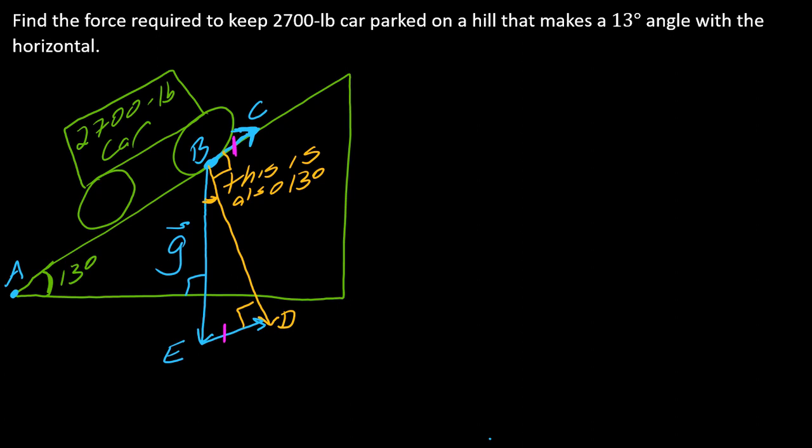Okay, so a couple other things now with this situation. This incline here is 13 degrees. And with how this gets formed, with how this force is pushing down, these two angles are the same. Okay. And all right, so this gravity is going to be equivalent to the weight of the car. So the magnitude of this vector is 2,700 pounds.